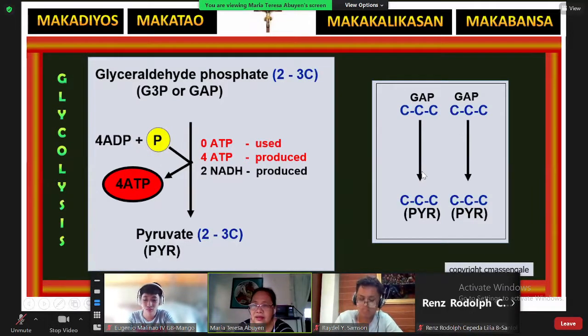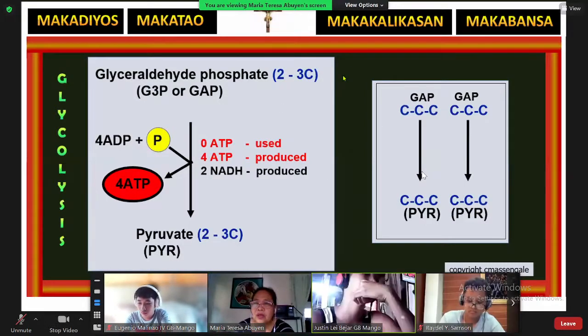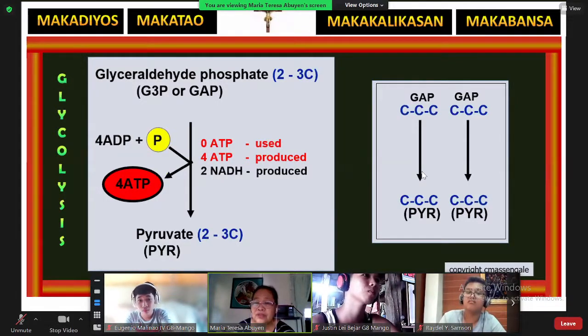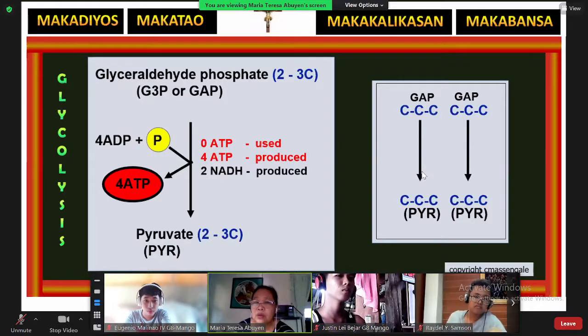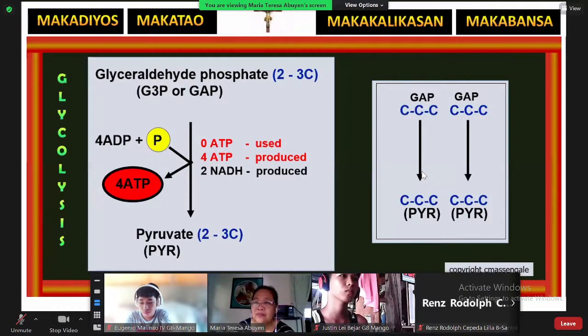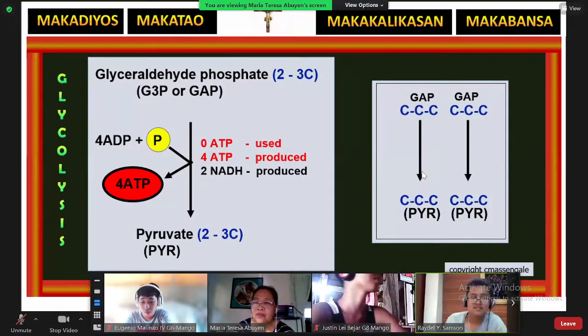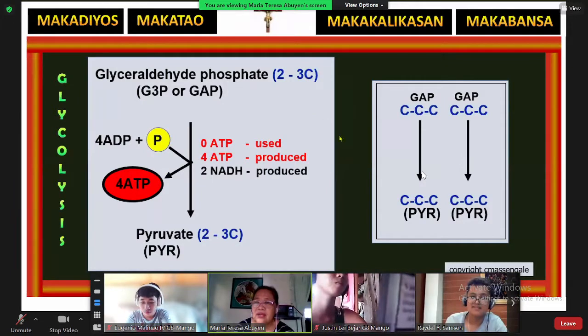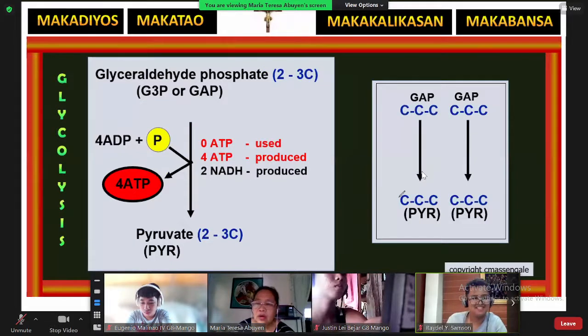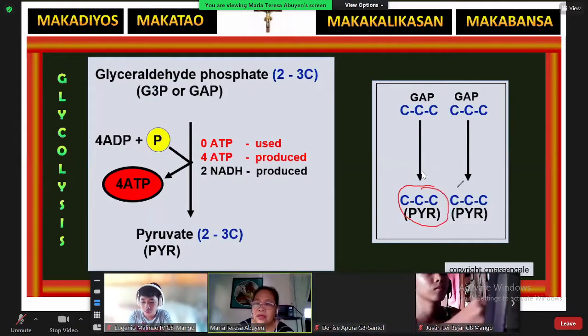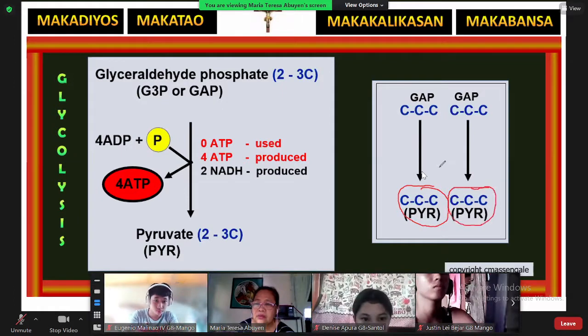Okay? Did you get it? Now, for every molecule of glucose, how many pyruvates will be made? How many pyruvates will be made? For every glucose molecule, how many pyruvates will be made? One? Two. The answer is 2. One pyruvate, and another pyruvate. So that makes 2.